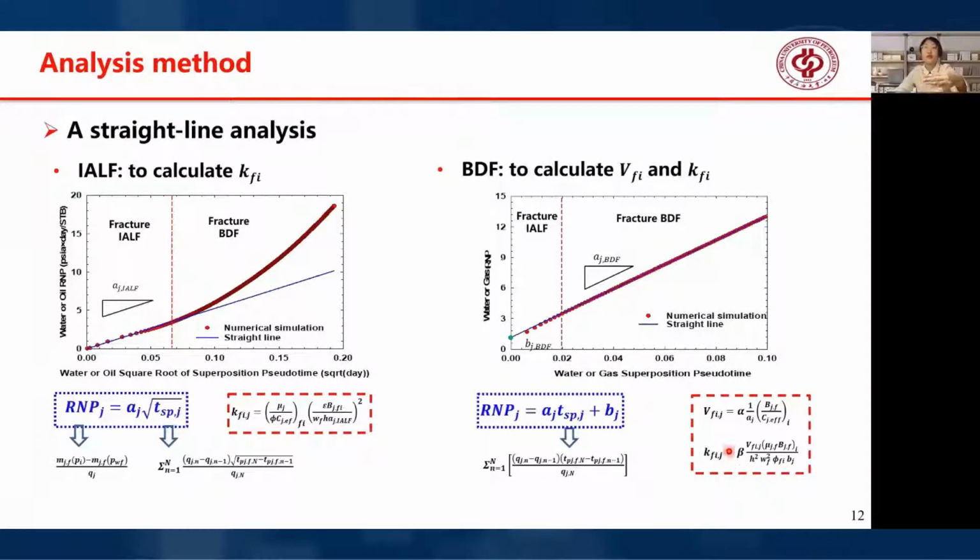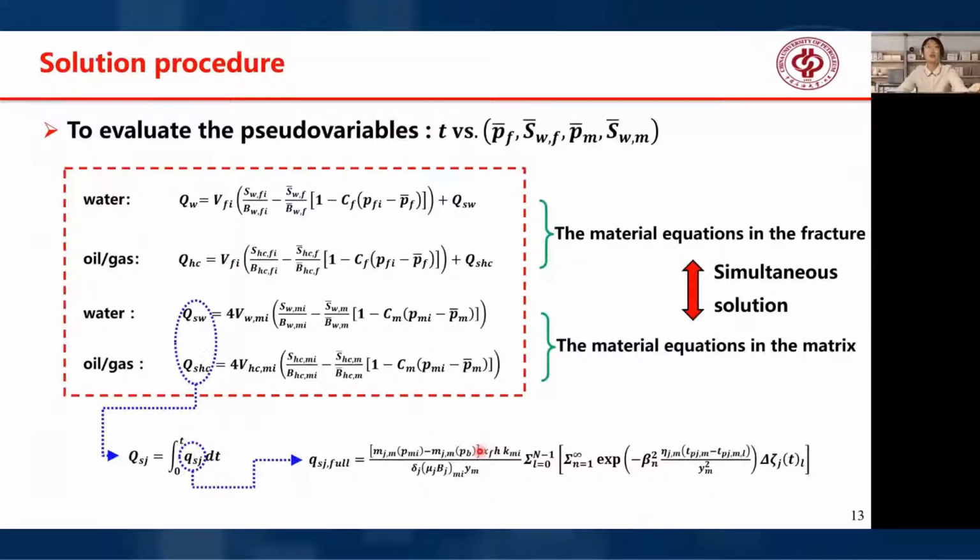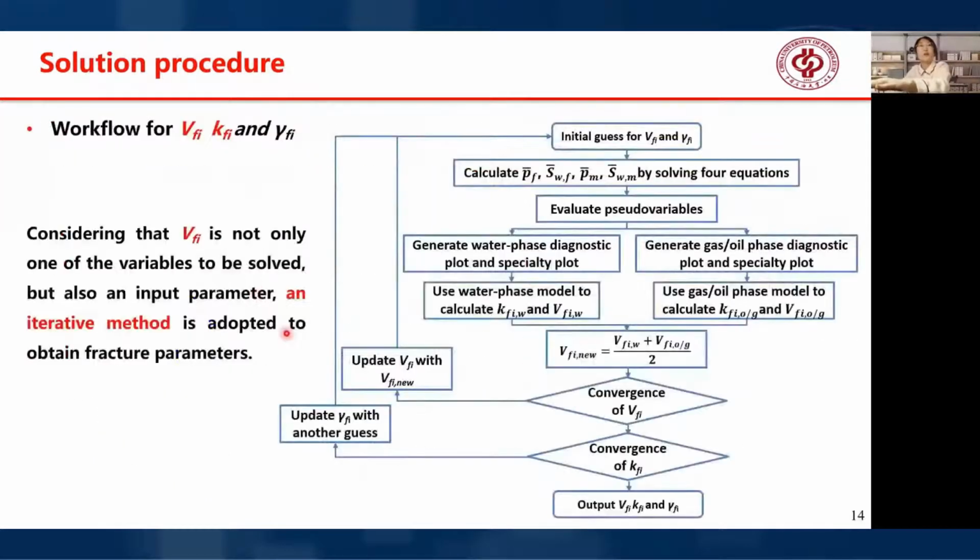To get the KFI and VFI, we should calculate the pseudo variables which are defined. And to evaluate the pseudo variables, we use the material equations. And by solving them simultaneously, we can get the 4 parameters. But there is one parameter, which is VFI. VFI is not only one of the variables to be solved, but also an input parameter. So an iterative method is adopted.